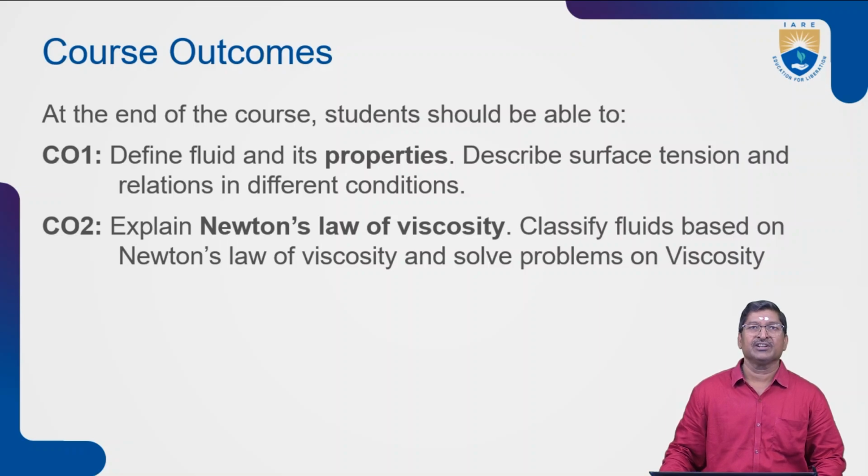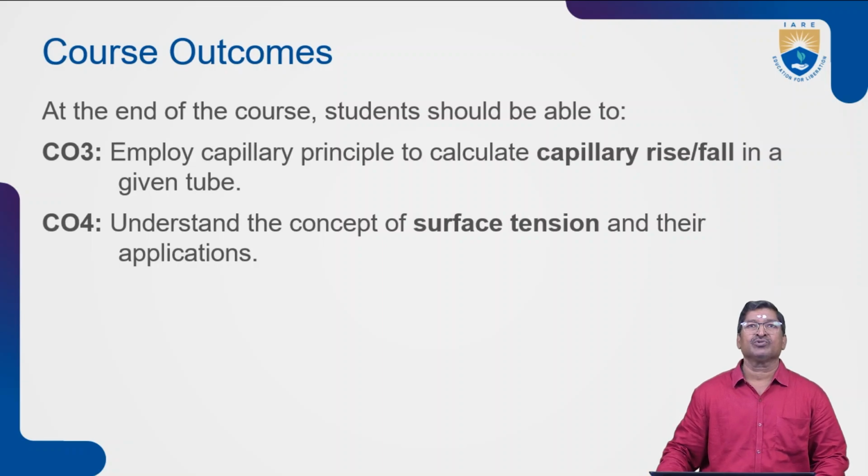Course outcome two is related to Newton's law of viscosity and the classification of fluids based on Newton's law of viscosity, and the problems related to viscosity. Course outcome 3 is the capillarity rise or fall in a given tube. So capillarity means the fluid will rise above the surface of the fluid, or some fluids will drop the level, whenever you keep a small tube. That is the course outcome 3.